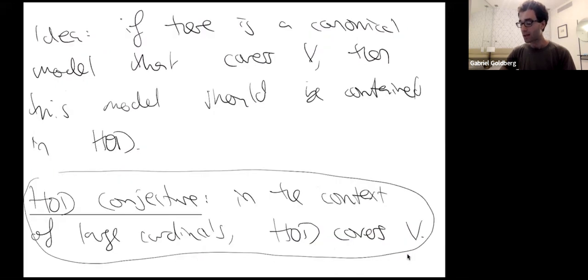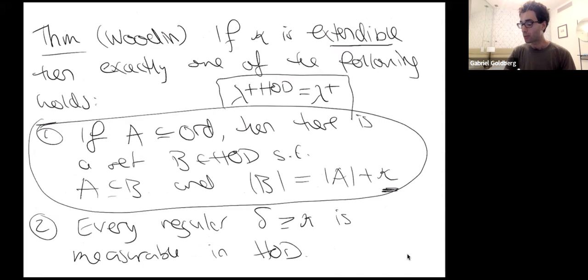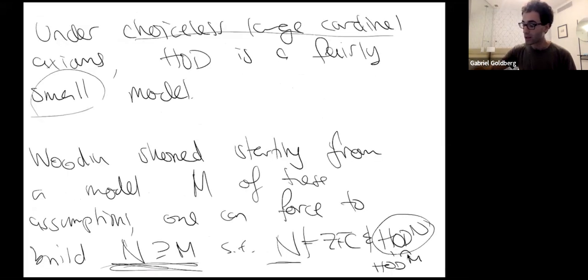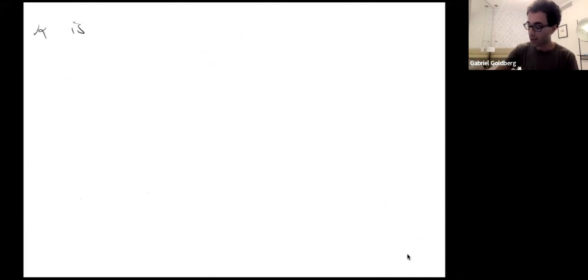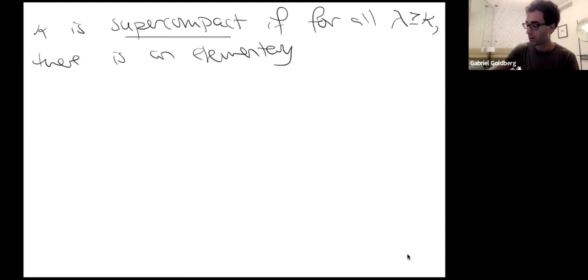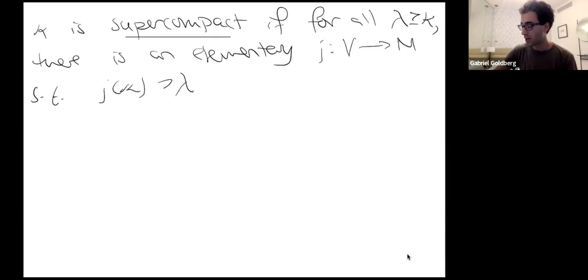Okay, but let me get back to the HOD dichotomy theorem. So I'm going to prove a weaker version. What I want to prove is actually the following theorem, which involves the concept of a supercompact cardinal. Kappa is supercompact if for all lambda greater than or equal to kappa, there is an elementary embedding j from V into a transitive proper class model M of ZFC such that j(kappa) is greater than lambda and M is closed under lambda sequences. So whenever you have a function from lambda into M, that function is actually an element of M.